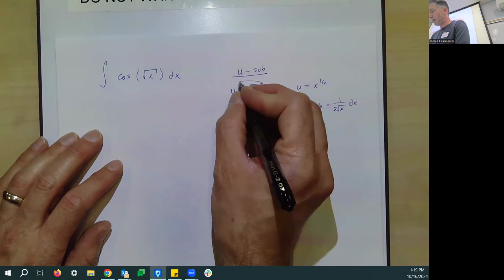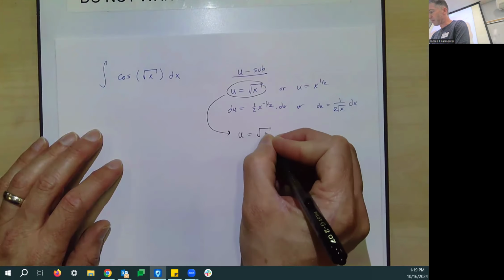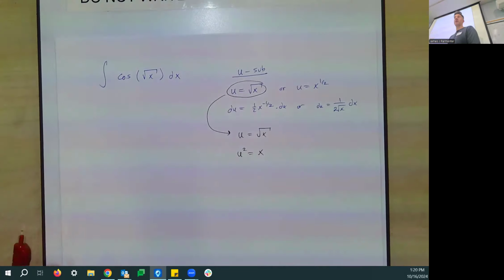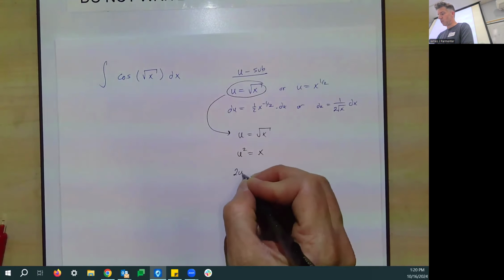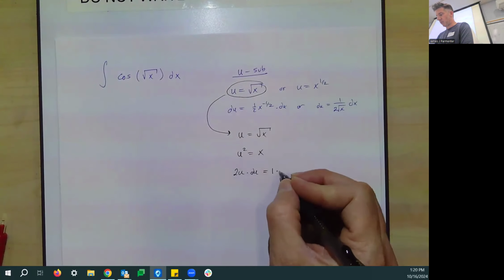So when that's the case, I would say don't abandon ship, but go a different route in that you're going to take this and you're going to solve for x. So I'm going to say that u squared equals x. And then I'm going to differentiate both sides of that. So the derivative of u squared is 2u, and then we slap on a du. The derivative of x is 1, and then we slap on the dx.